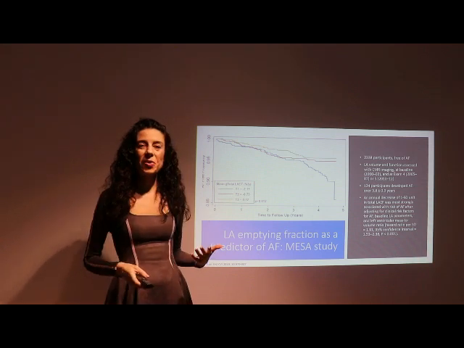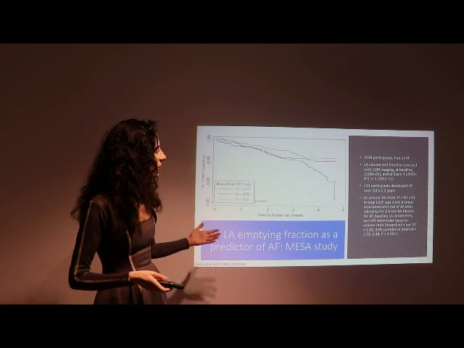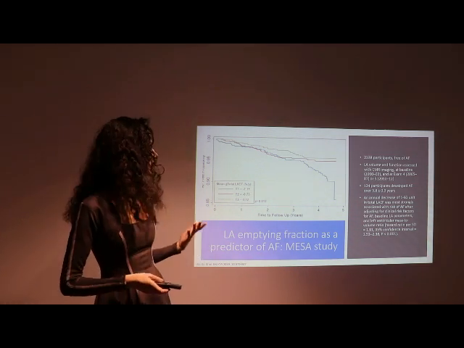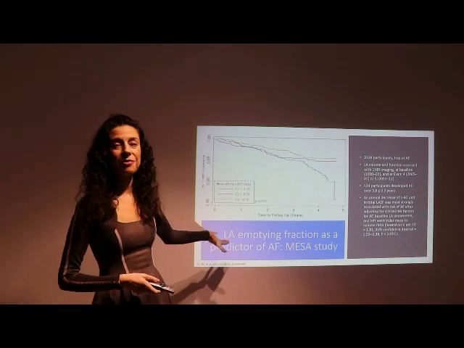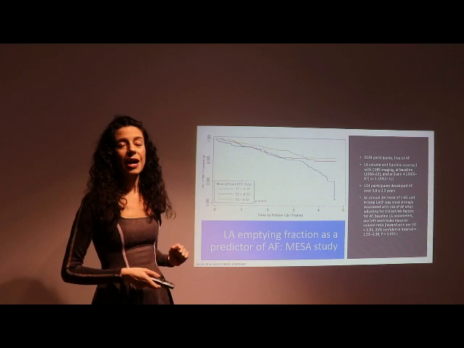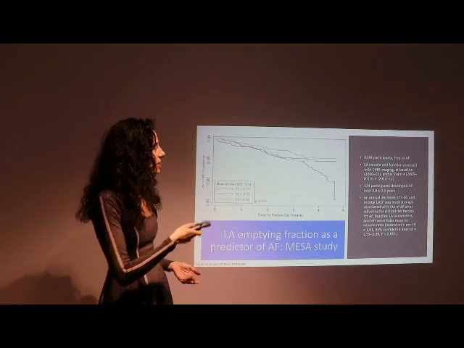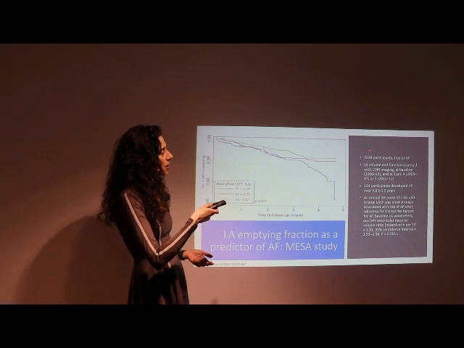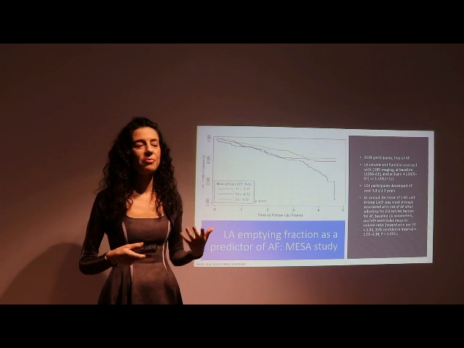Let us now see what is the meaning of these functional parameters. This is a very nice example, a very nice study about the left atrial emptying fraction. This is part of the MESA study. It contains a large number of participants, nearly 2,400, free of atrial fibrillation.